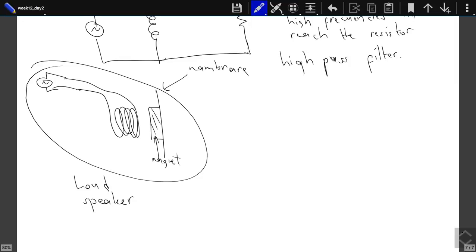Other questions? So we use different types to create other frequencies. Like we use one for low frequencies and small speakers for high ones. Yeah. So that is because of the size, mainly.